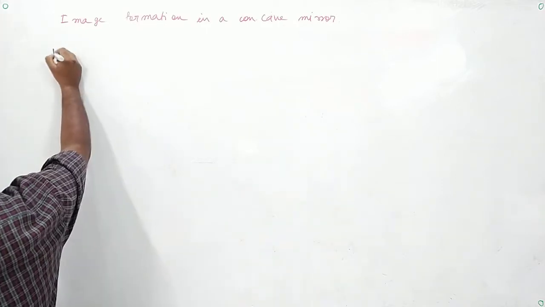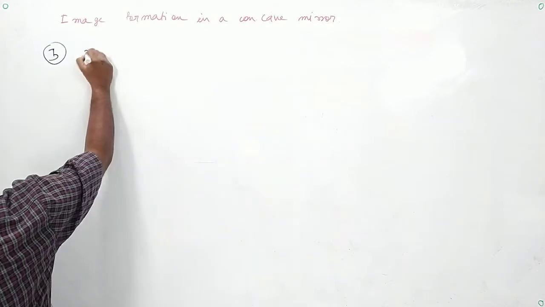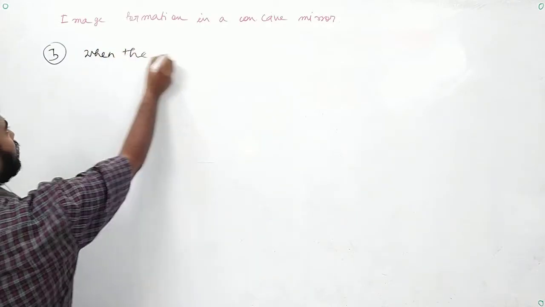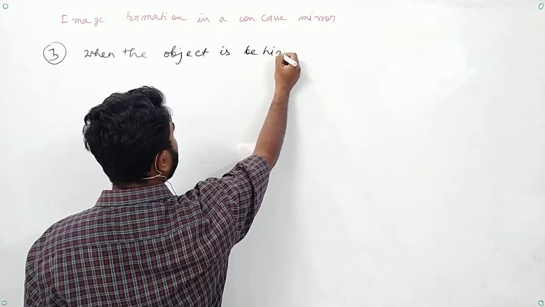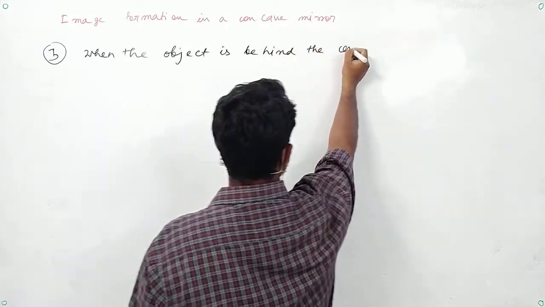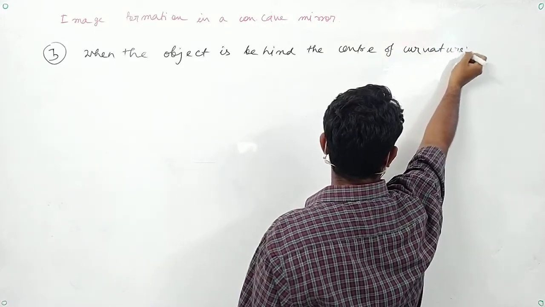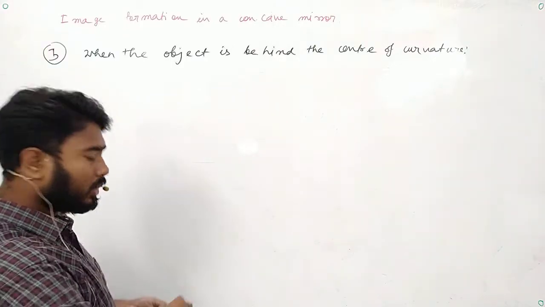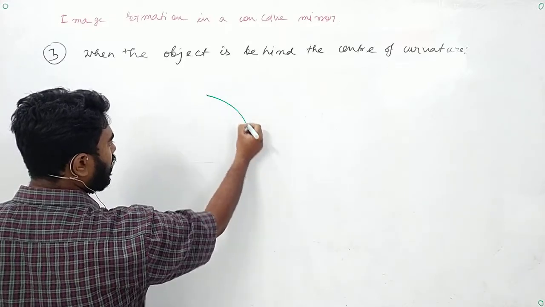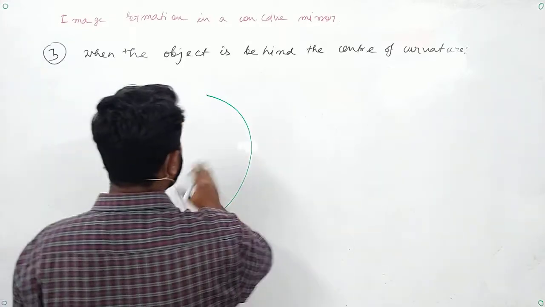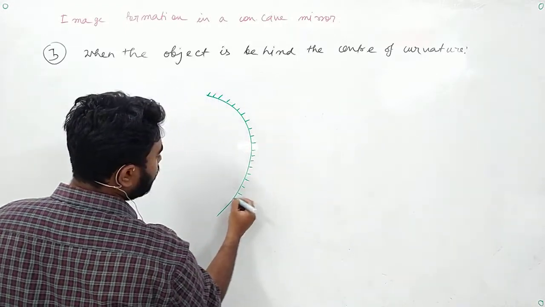Suppose we will do case number 3 today. Case 3, when the object is behind the center of curvature. For this, first we will draw a concave reflecting surface. So let this be a concave reflecting surface.